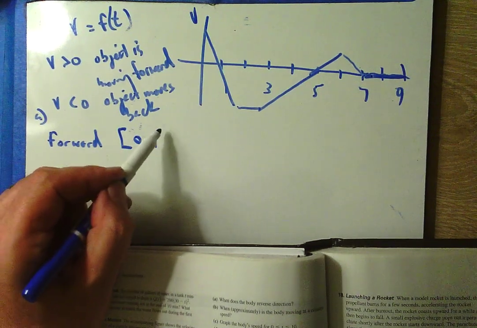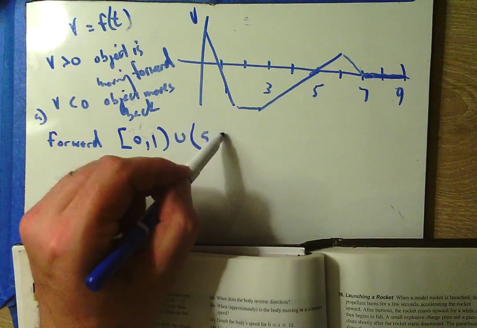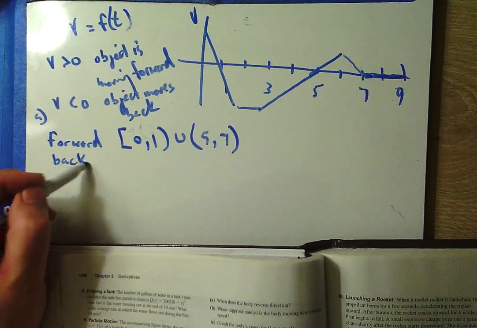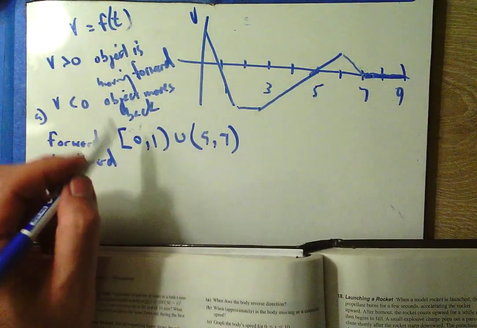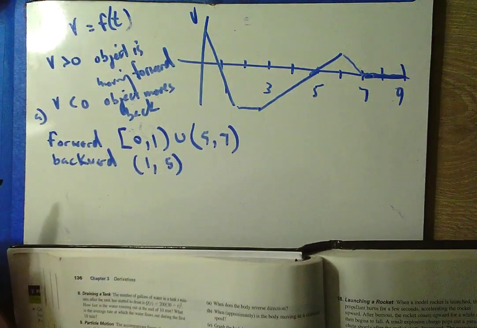So on 0 to 1, union, 5 to 7. When is the object moving backwards? Whenever velocity is negative, so from 1 to 5. Okay.